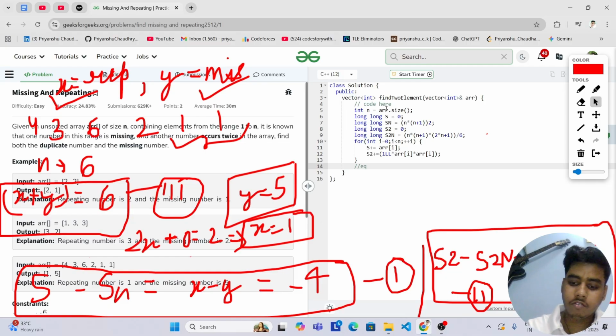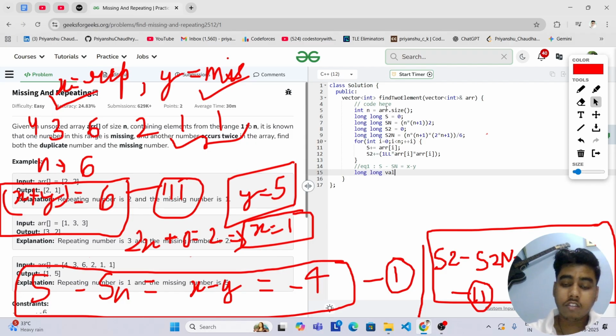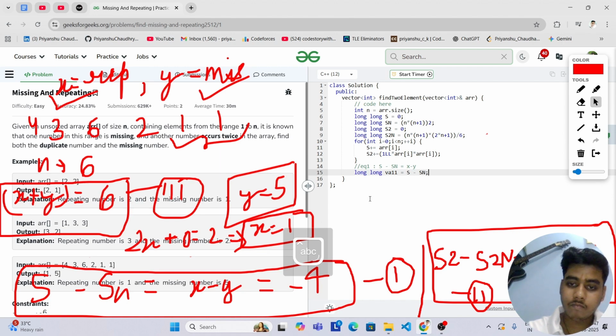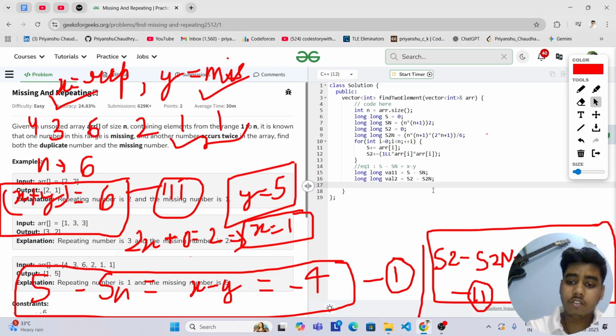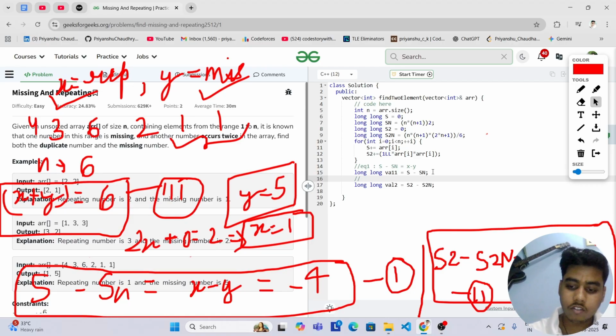Now we just have to form the equations. So equation 1, what will be equation 1? This will be s minus Sn, which is x minus y. I'm calling this minus 4 variable, the value of equation 1, as val1. So this will be nothing but s minus Sn, and if I talk about equation 2, the value 2 here, this RHS side, is marked as val2, and this will be nothing but s2 minus s2n. All right, let's clarify here also, this is equation 2.